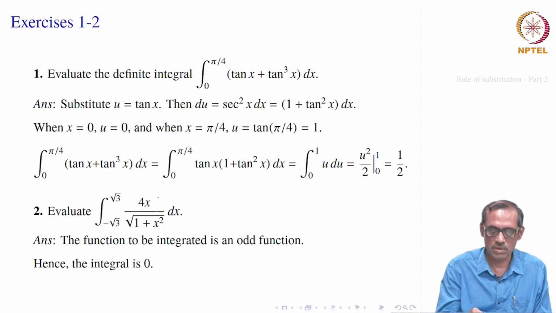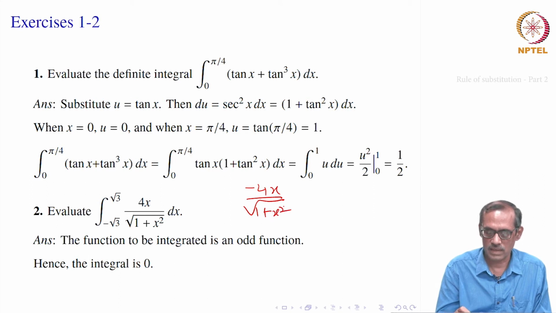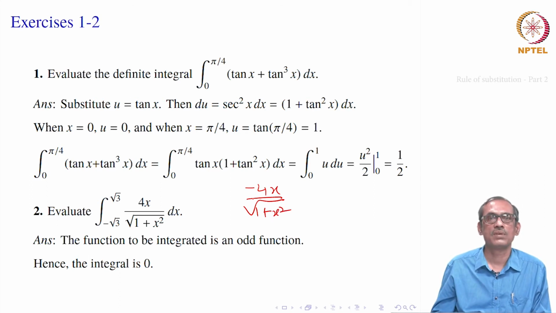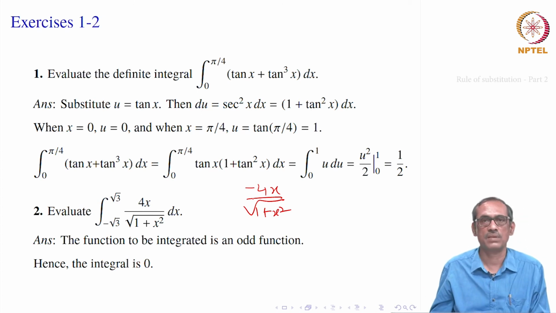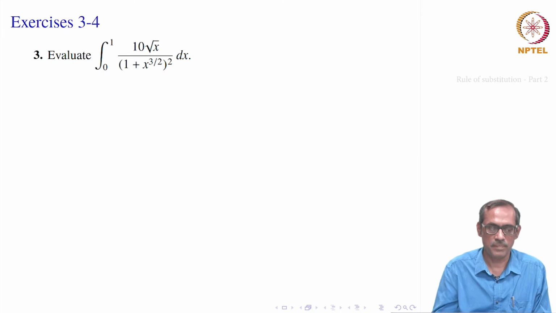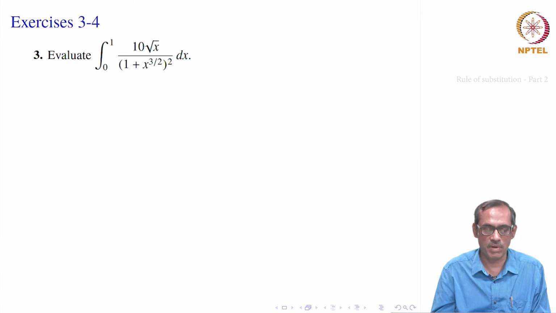If you substitute minus x in place of x, you would get minus 4x divided by square root of 1 plus minus x square, which is again x square, right. So, f of minus x equals minus f of x. It is an odd function, hence the integral is 0. We do not have to really evaluate it; the odd function, even function criterion gives the answer. Okay. So, let us take the next problem.